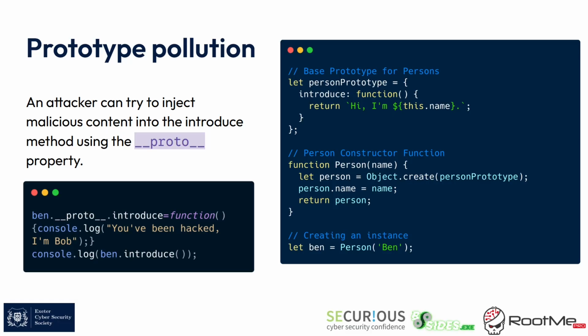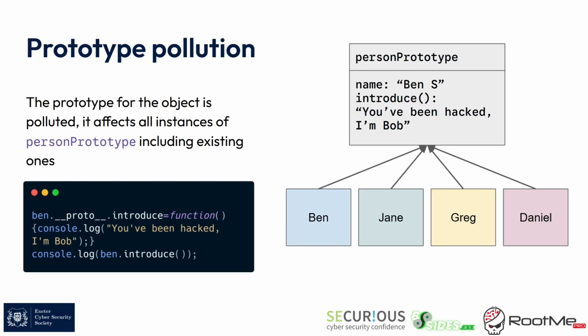So what happens here is an attacker will try to use the __proto__ property to change the introduce function. So instead of returning, "hi, I'm this.name", it says, "you've been hacked, I'm Bob". And if I run console.log ben.introduce after that, what I will get is the string that's shown there. So, "you've been hacked, I'm Bob".